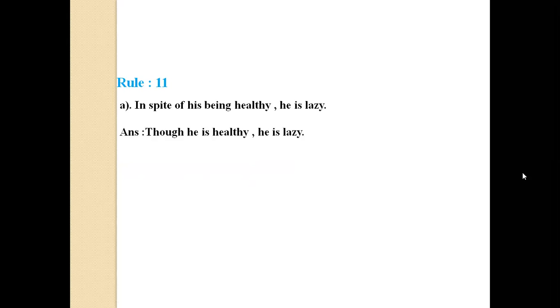Rule 11: In spite of his being healthy, he is lazy. If there is "in spite of" in a simple sentence, use though or although instead of in spite of. So the answer will be "though", then the nominative case of "his" is "he", then the be verb "is" instead of "being", then the rest of the sentence.